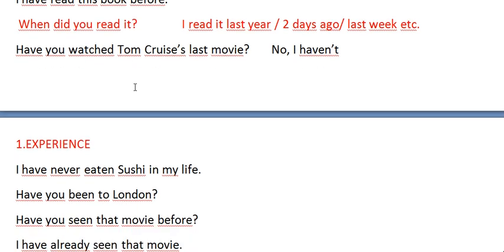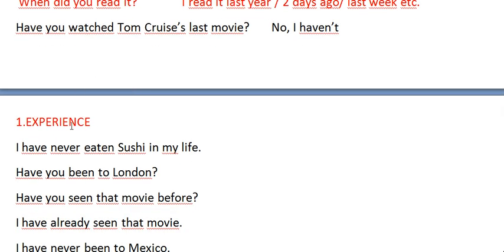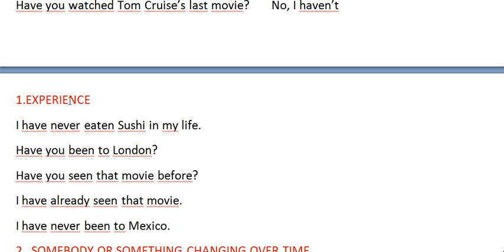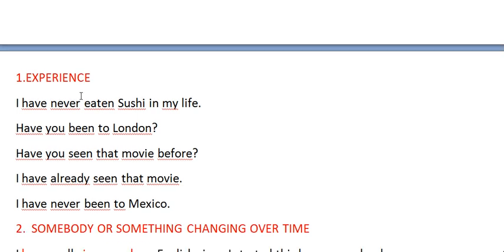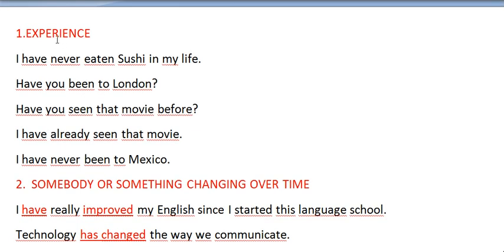So here there are some topics where we're using the present perfect tense. I'm sorry. So the first thing is experience. What's experience? What we have done in our life until now. For example, here, I have never eaten sushi in my life.